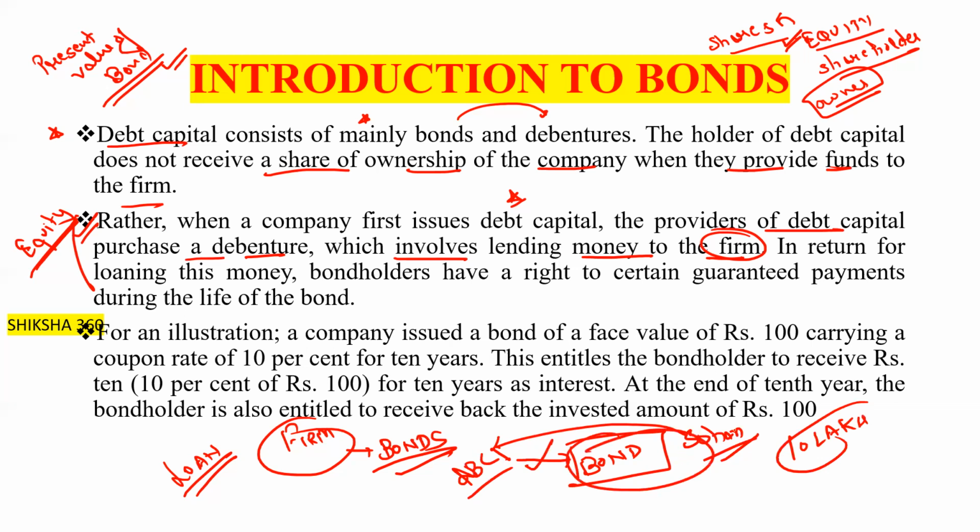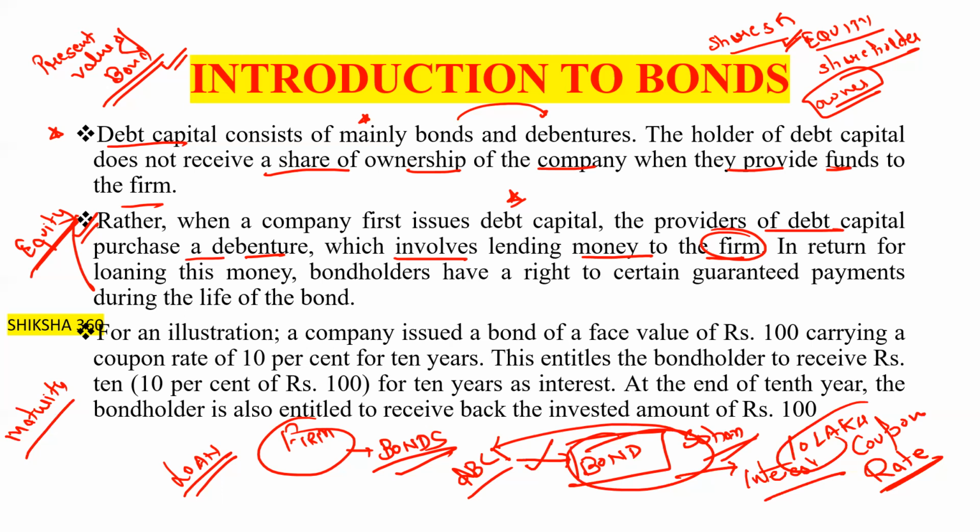So at the maturity, what is the benefit to Sohan? After every specified period, Sohan will get the interest on that. That is known as the coupon rate in technical language. And on the maturity, they will get the principal amount along with the interest.